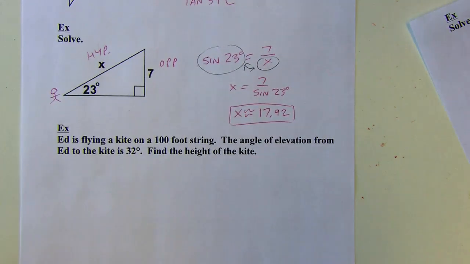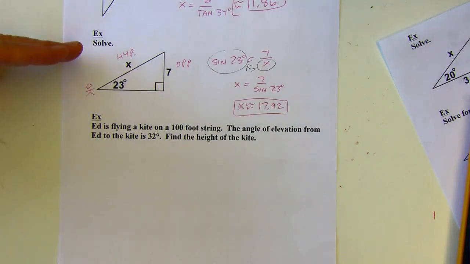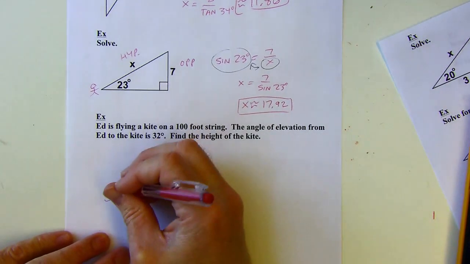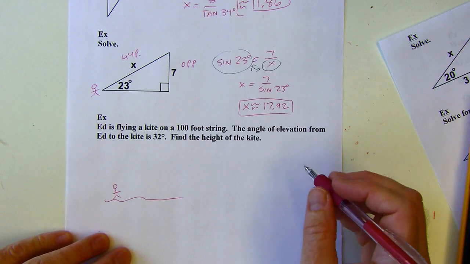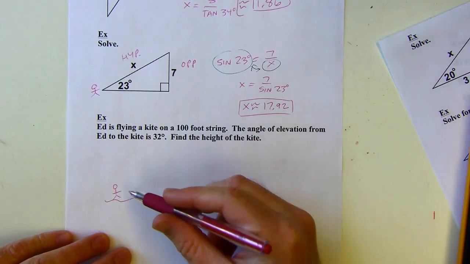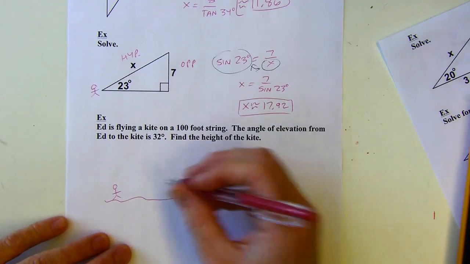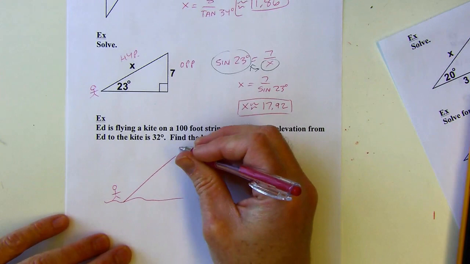Okay. Ed is flying a kite on a 100-foot string. I'm going to end up with a triangle, a right triangle in this picture. So let's draw ourselves a picture. All right. So here's Ed. Okay. And then we've got the, really, we don't want Ed holding the. Let's say Ed ties the kite to the ground. I didn't put that in the problem, I know, but let's say he ties the kite to the ground. So here's my kite.